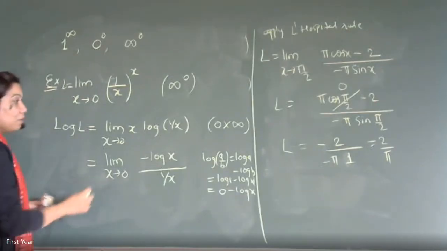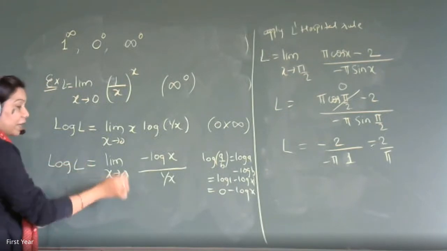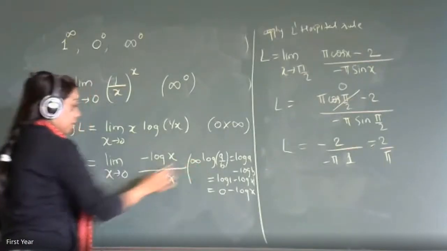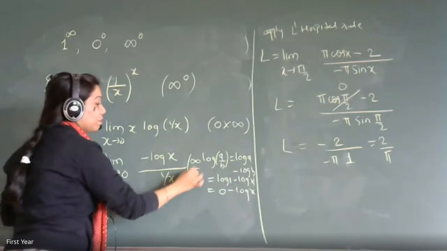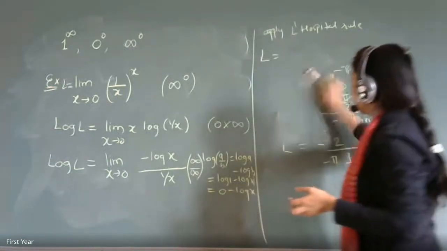And that's why now you check what is the indeterminate form of log n. When you put x equal to 0, log 0 is infinity and 1 by 0 is infinity. So it is an infinity by infinity form. So you can apply this now and see what is the answer.